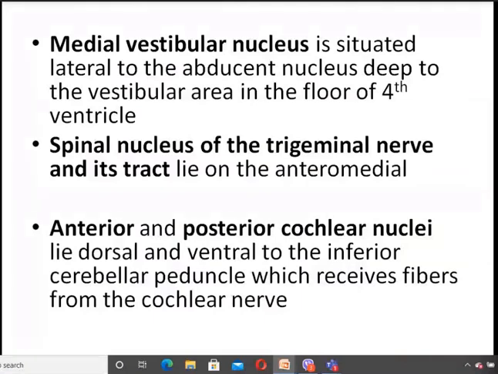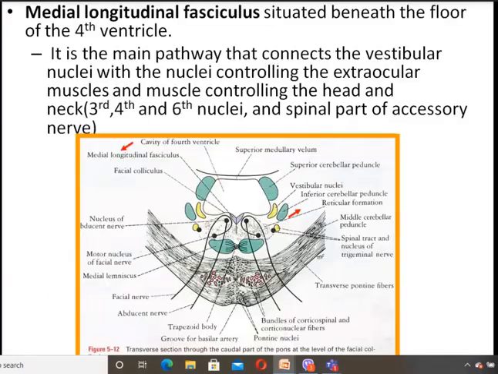The medial vestibular nucleus is situated lateral to the abducens nucleus, deep to the vestibular area in the fourth ventricle. We discussed yesterday also that the vestibular area is present on the lateral aspect of the floor of the fourth ventricle, and there are vestibular nuclei: medial, lateral, superior and inferior. They are situated on the lateral aspect of the abducens nerve nuclei. So here we can see the abducens nerve nuclei, and lateral to this are the vestibular nuclei.